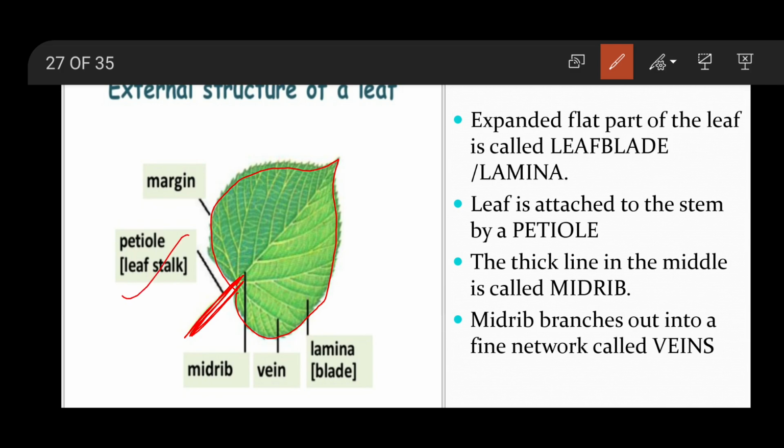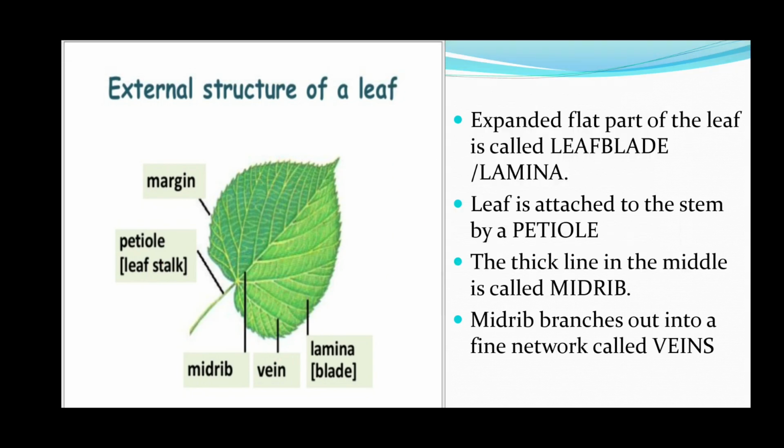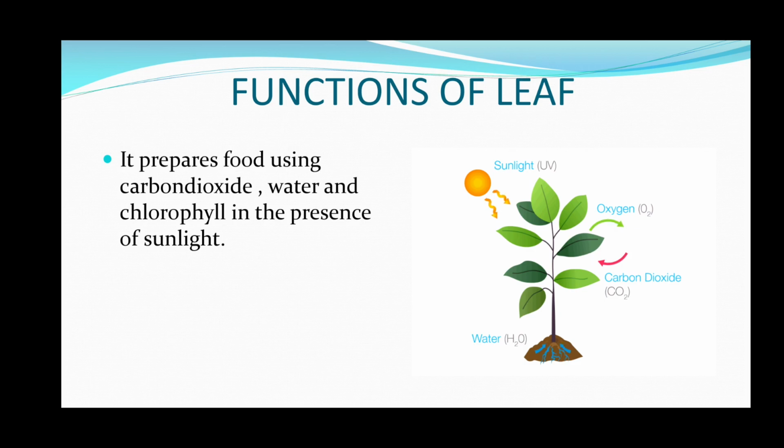Further, this petiole continues through the lamina and is known as the midrib. And this midrib further branches into a fine network, and this network is known as the veins. These veins help in transportation of food material and also provide support to the lamina. So this was about the structure of the leaf. Now, the function of the leaf.